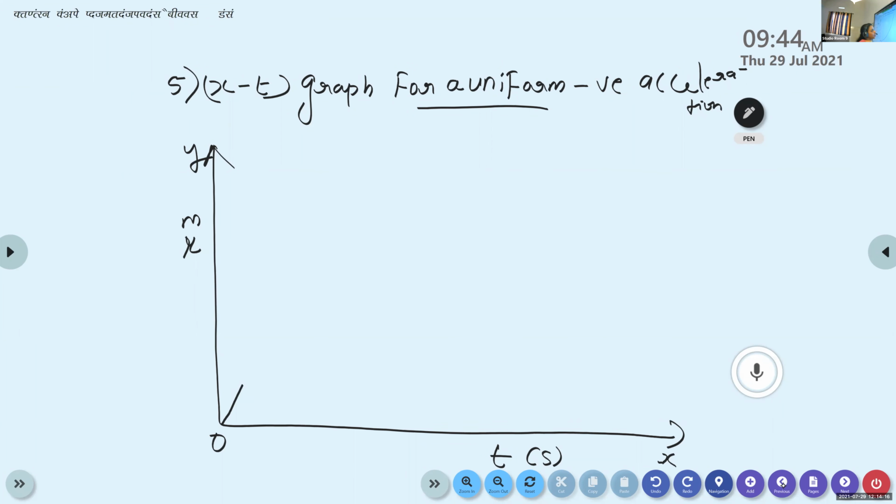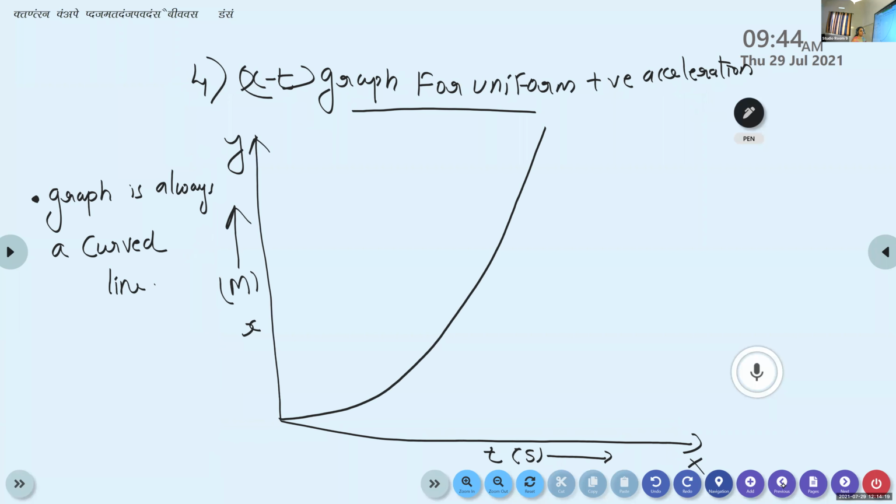The fourth case is position time graph for uniform positive acceleration. Here the position of an object changes along with time. Its velocity also increases, so automatically the acceleration of that moving object increases. So it should be a curved line.